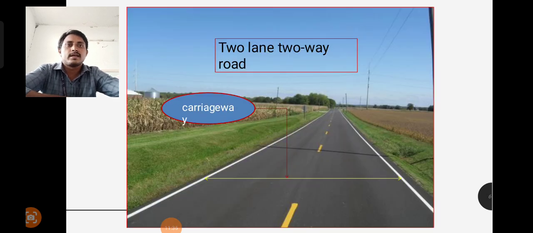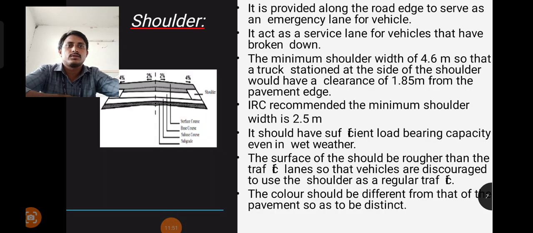So this is the diagram. If you see how the two lane, two-way road is. So this is the carriageway width, based upon the width of the vehicle and clearance. So this is the two lane road, two-way road.